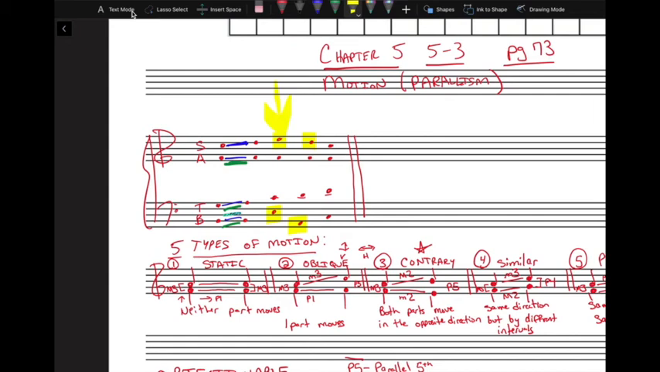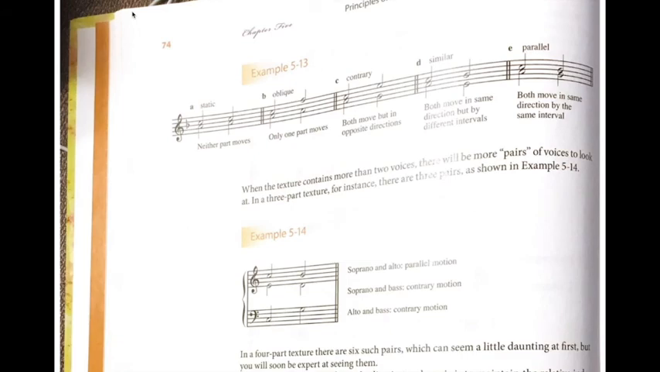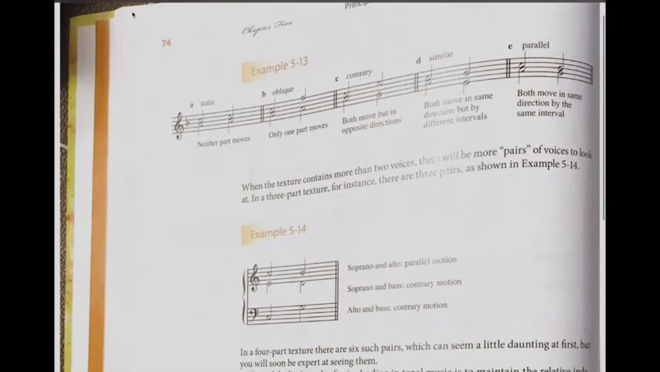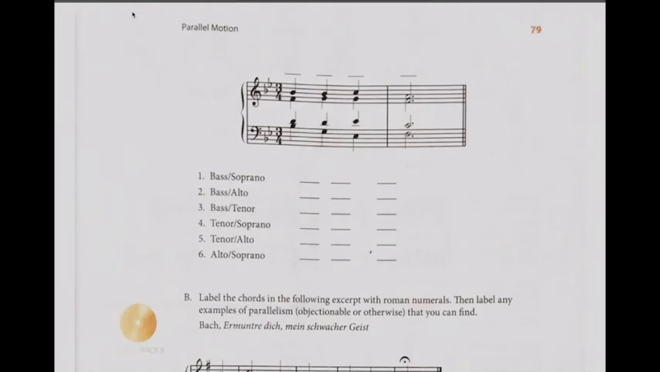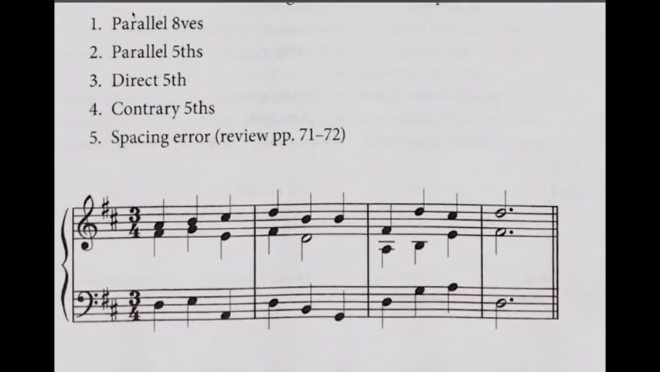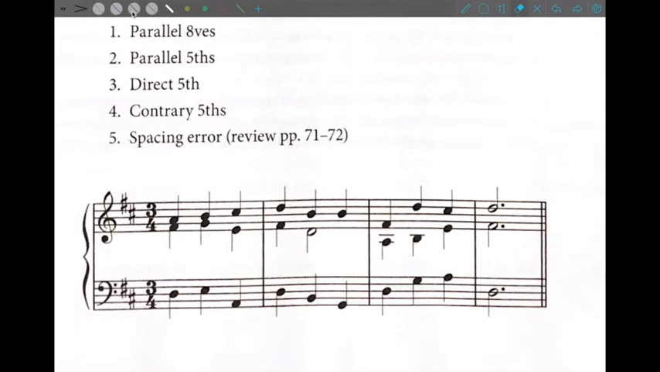Something I want to go through because we have a few minutes. Let's move over to that section, because I want to just kind of go over the self-test with you all. So what you want to look for, this is page 79. Here's your chorale. They want you to try and find all of these things. They want you to try and find parallel octaves, parallel fifths, direct fifths, contrary fifths, and a spacing error. And the spacing error they're telling you is on 71 to 72.